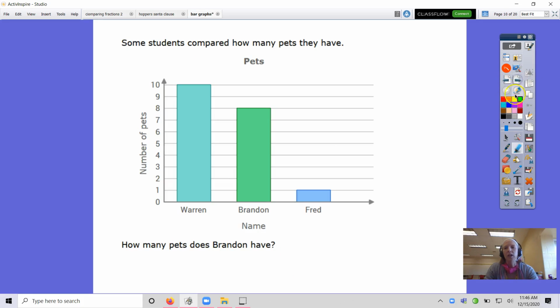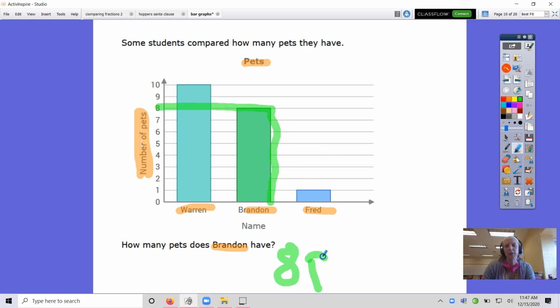I'm going to look at another one. The title of this graph is Pets. I have names of Warren, Brandon, and Fred, and I see that they have number of pets. So for every bar that it goes up, it is telling me how many pets each child has. So it wants to know how many pets Brandon has. I'm going to follow my bar all the way up, and slide it all the way across, and I see that Brandon has 8 pets. That's a lot of pets.